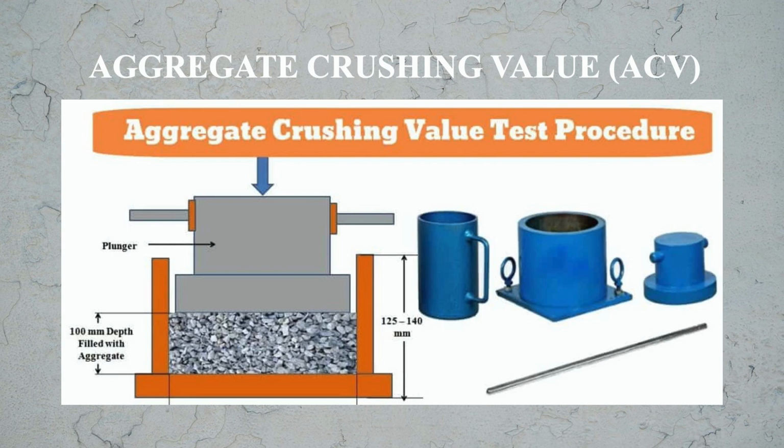Here you see the aggregate crushing value test apparatus. Here you see the measuring cylinder. Second is the mold, and third is the plunger on the rightmost part. Then you see a rod, which is the tamping rod, and now in that mold you see the aggregate sample and the plunger put on it in the first picture.